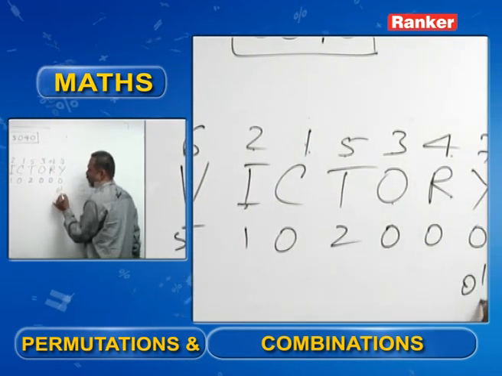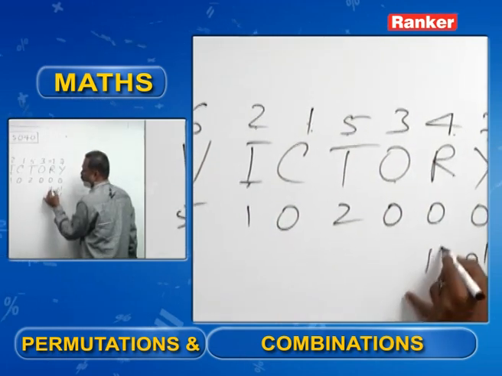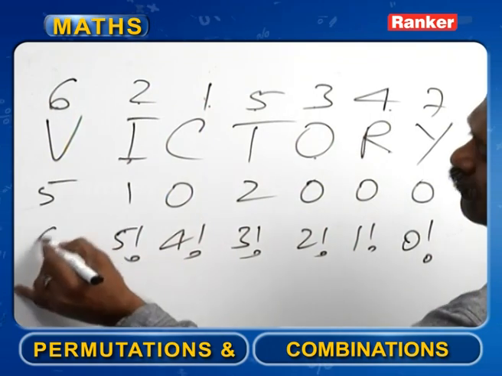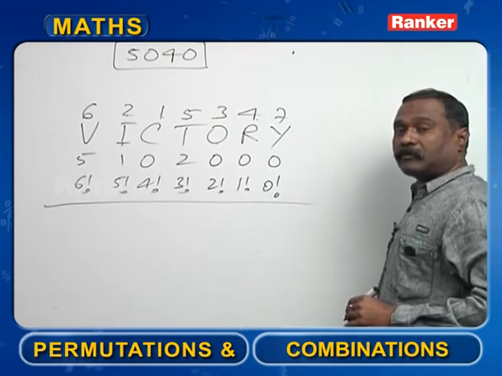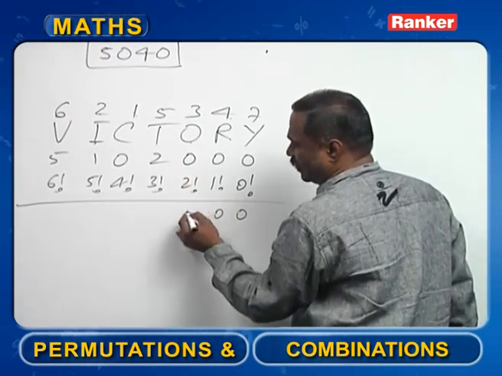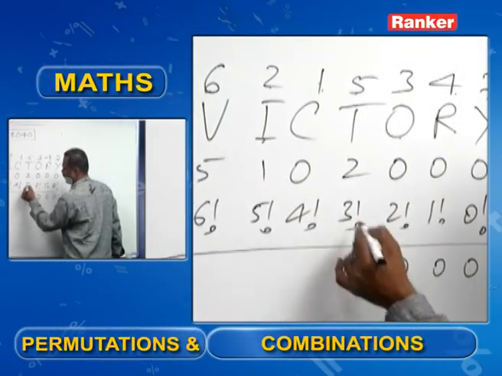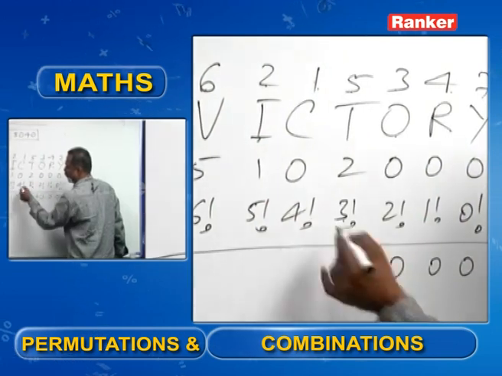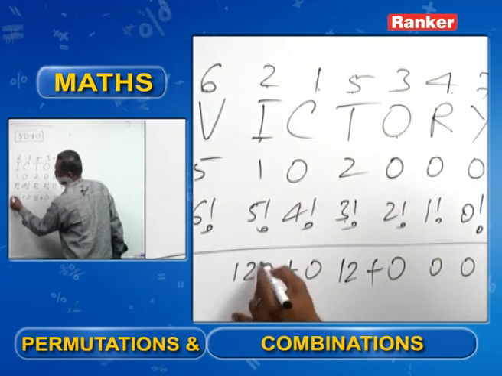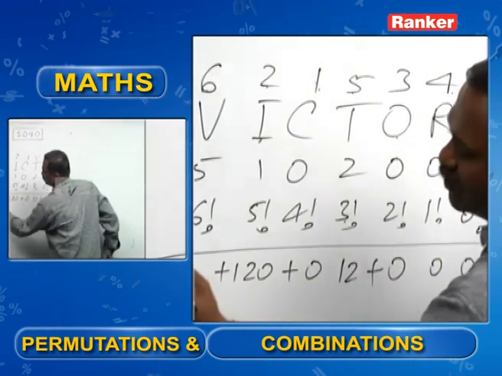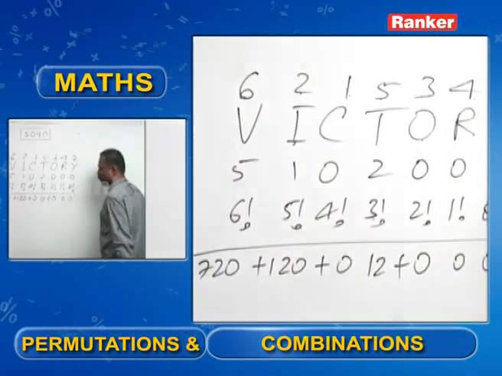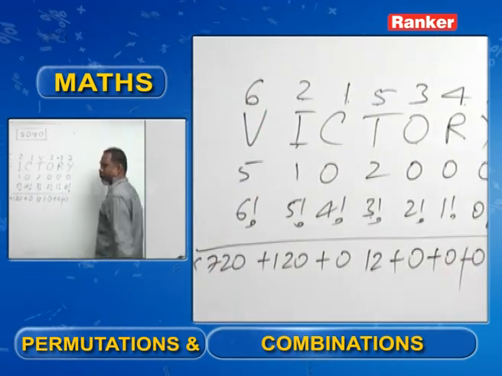Now you start from the right-hand side, writing from 0 factorial, 1 factorial, 2 factorial, 3 factorial, 4 factorial, 5 factorial, 6 factorial. Now multiply these. 0, 0, 0. Then 3 into 2 is 6, 6 into 2 is 12, and 4 factorial into 0 is 0. 5 factorial into 1 is 120. You know, 6 factorial into 5 is 5 into 720. Add all this.